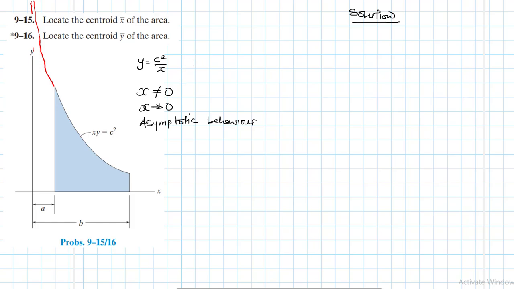And it's the same thing if we made x the subject of the formula. y can never be equal to 0, and therefore as y approaches 0, we have also the same behavior this side, right? Asymptotic behavior. It will never touch the x-axis. So we have this asymptotic behavior on both ends. It will just be so close, but it will never touch x.